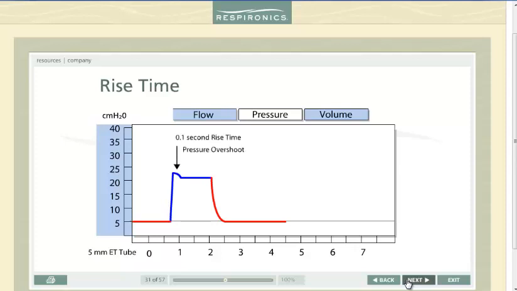This pressure waveform shows a pressure overshoot associated with a 0.1 second rise time in pressure control ventilation. This can be caused by small endotracheal tubes and high resistance to inspired flow. By changing the rise time to 0.3 seconds, initial flow output is decreased, causing a more gradual rise in inspiratory pressure and eliminating the overshoot.